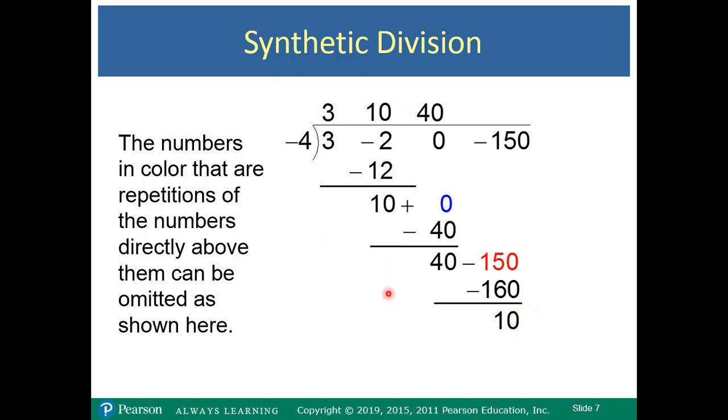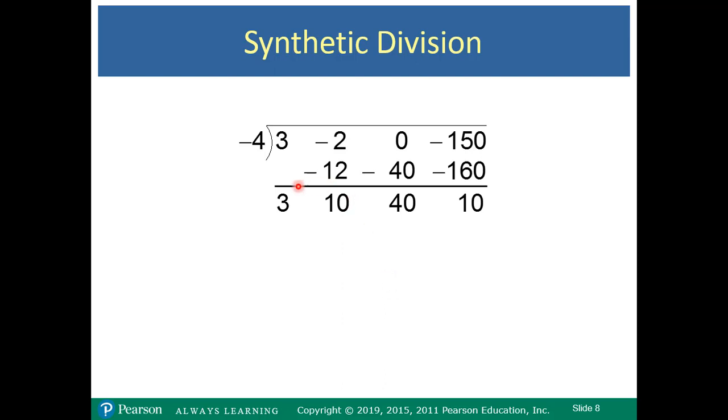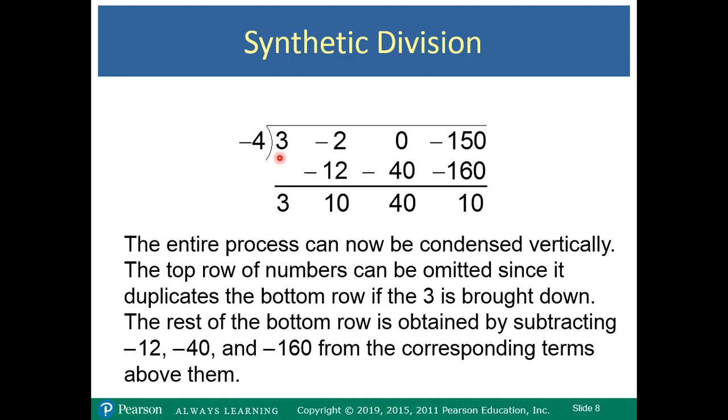Okay, so now in this case here, why don't we do this? Instead of writing it all up here, let's write it down here. So what we can do is start by dropping the 3 down. Then we take negative 4 times 3, that gives us negative 12. Subtract down, we get 10. Negative 4 times 10 is negative 40. So we subtract down, that gives us a positive 40. Negative 4 times 40 is negative 160, which we put here, and we get 10.